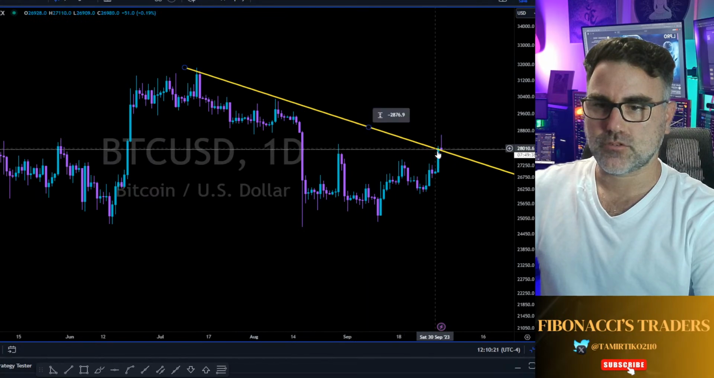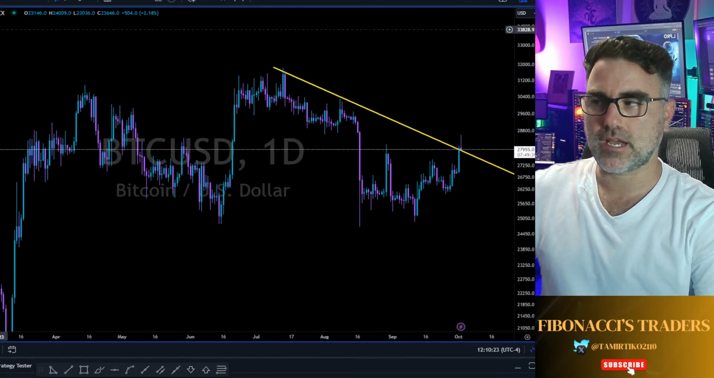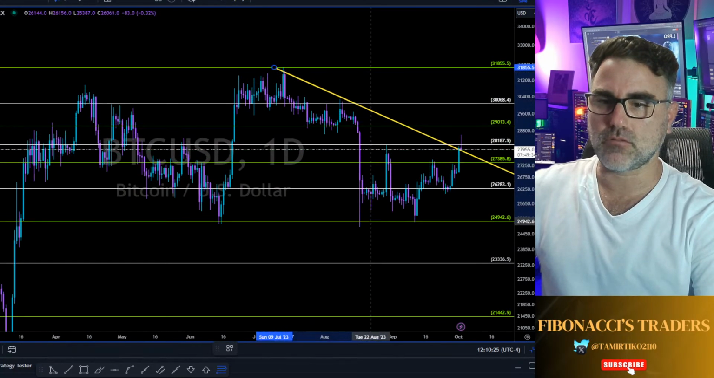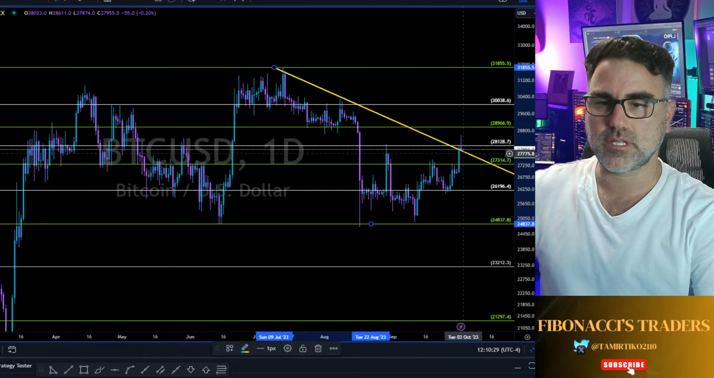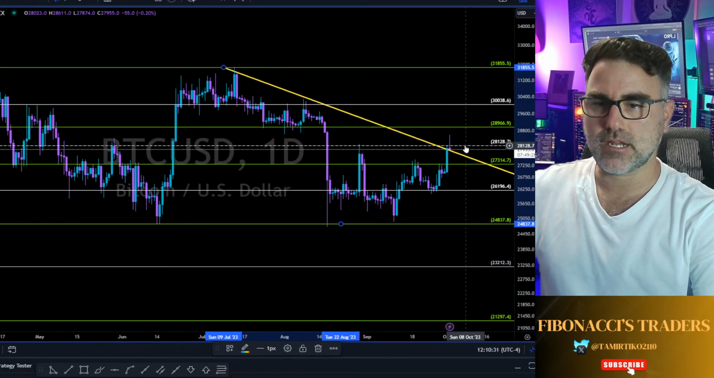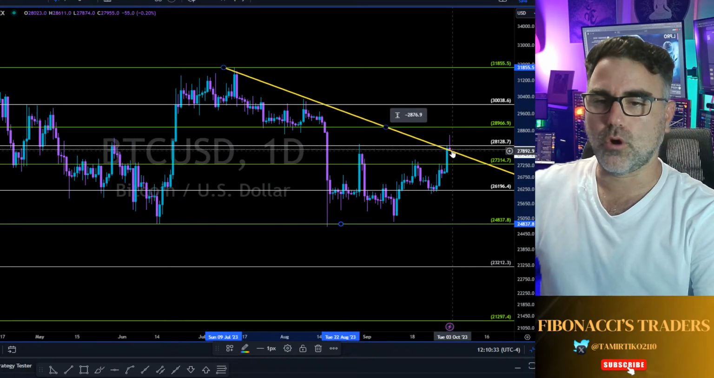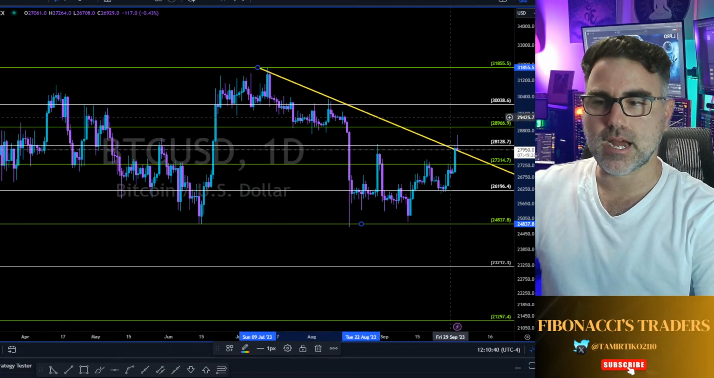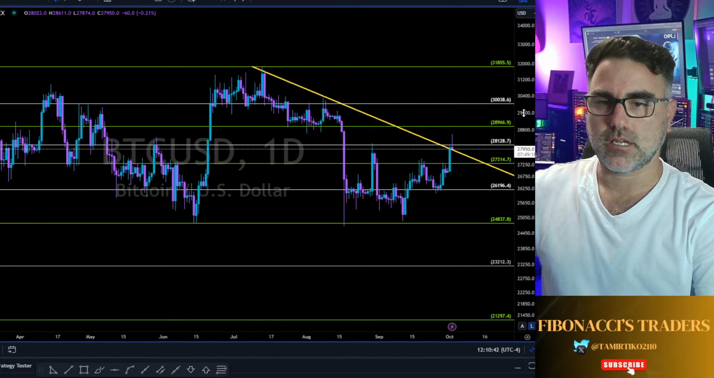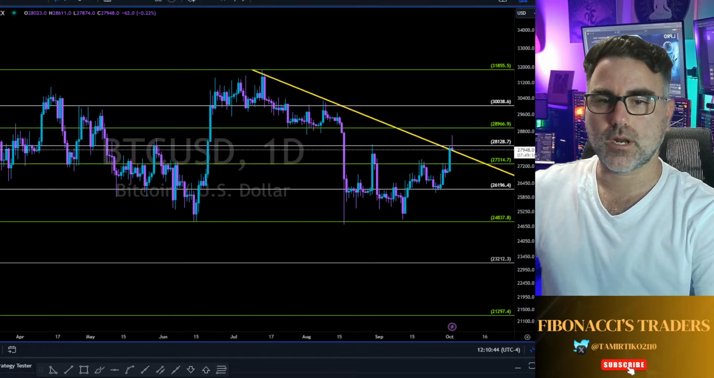Now, trying to break above this trend line, but overall still in the downtrend. As you can see, 50% retracement together with a trend line resistance. If it can manage to hold above this trend line and above the 28, then next is the 29,000 as resistance. What else do we have?